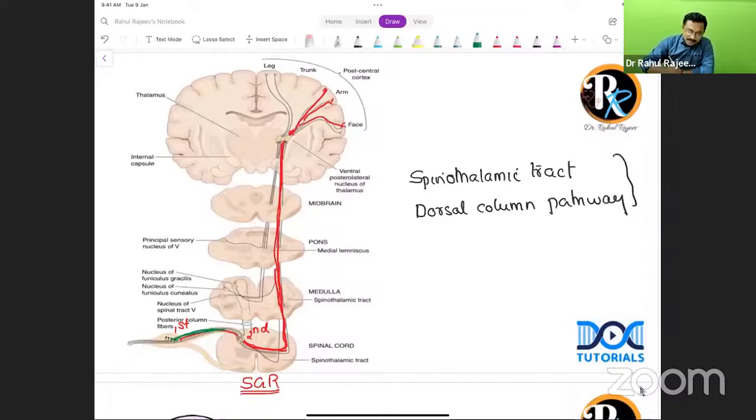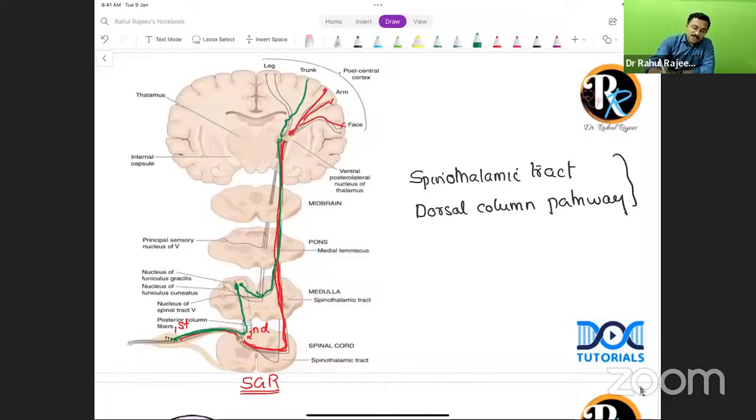First order neuron is from the dorsal root ganglion, but it will keep ascending. It will reach the medulla. It is in the medulla. They will make the next synapse and form the second order neuron, which then crosses. I told you who crosses always? Second order neurons, then ascends, reaches the thalamus, and then again supplies the sensory cortex. Okay, that is the dorsal column pathway.